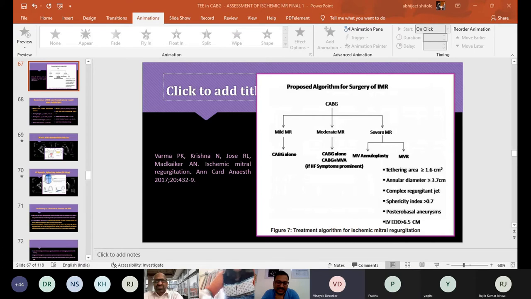Definitely. And also, we should understand that there may be both mechanisms, primary and secondary, in a given patient with ischemic heart disease. For example, you can have a flail leaflet because of the rupture of the chordae tendineae, and also the ischemic component may also be present. Ischemic primary MR.